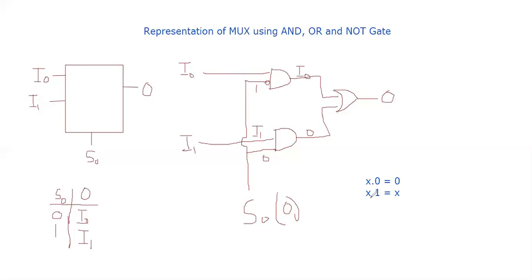Now in case of OR, you know that X OR 0 is equal to X, and X OR 1 is equal to 1. So since this is 0 and this is I naught, 0 OR I naught, the output will be I naught.